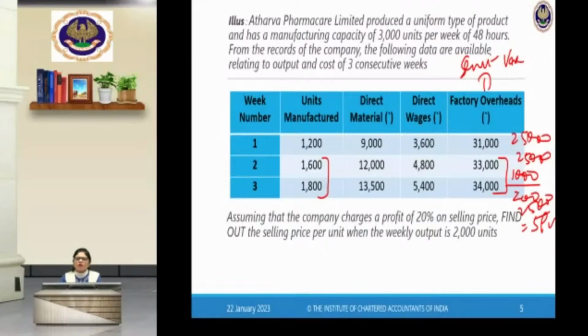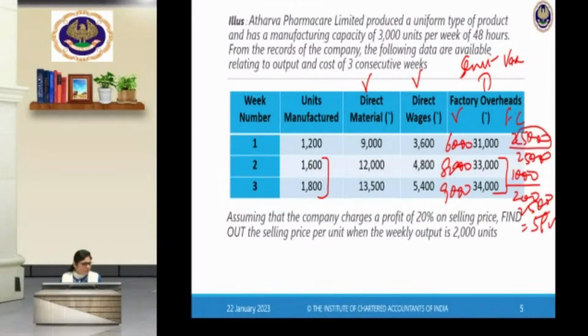So we have got the direct material, which is variable. We have got the direct wages, which is variable. Factory overheads, we have calculated fixed and variable cost. We have split the factory overheads. This was 6,000, this was 8,000 and this was 9,000, and fixed cost is 25,000 for all the 3 weeks. So we have got the total cost: direct material, direct wages, variable factory overheads plus fixed factory overheads.